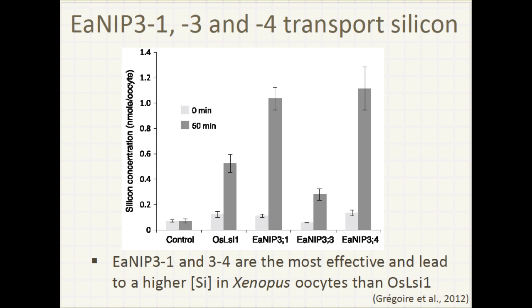So in this case, we tested 3 of these, NIP3.1, 3.3, and 3.4. And what you can tell is that they do indeed allow for quite a significant amount of silicon uptake. All 3 of these certainly were effective in allowing the import or the uptake of silicon, but 2 of these, 3.1 and 3.4, seem to be particularly competent at achieving this and seem to lead to a greater silicon accumulation in these frog eggs than even the rice transporter that we've spoken about abundantly.